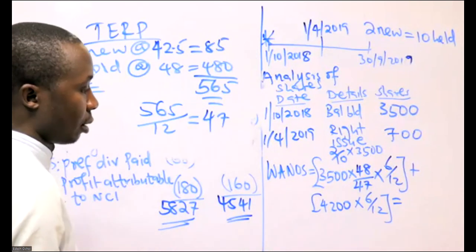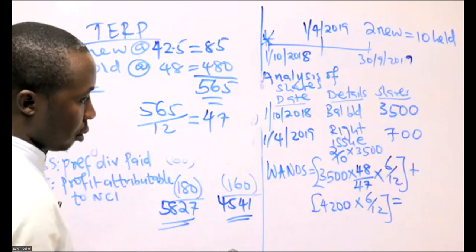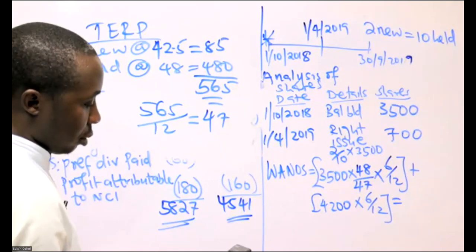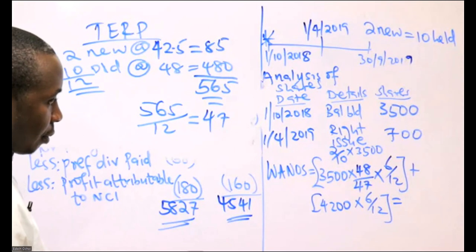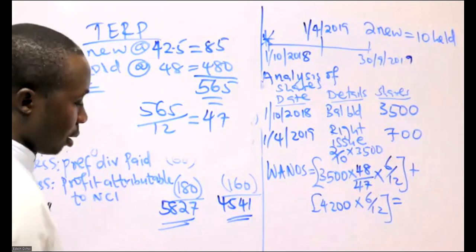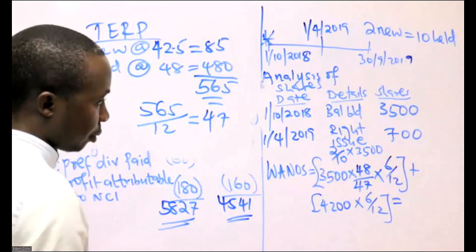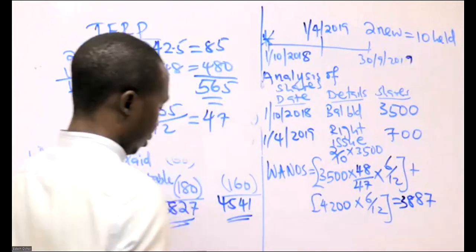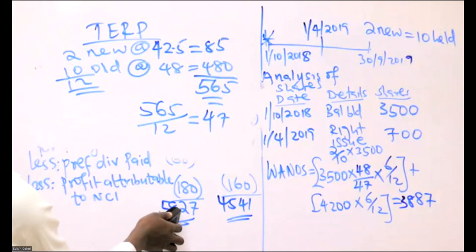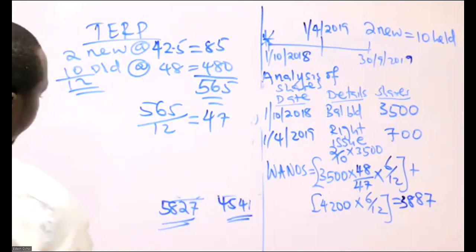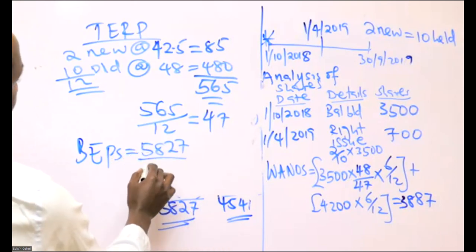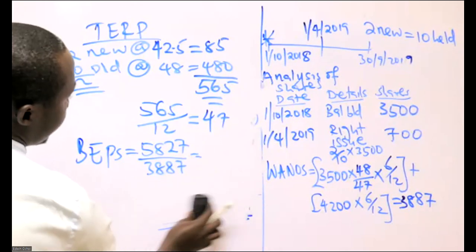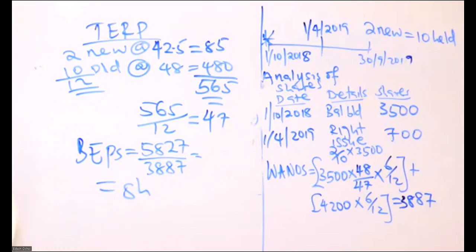So give me the answer for the weighted average number of shares there. $1,787 + $2,100. So the entire answer is 3,887.23, so that is 3,887. So take 58.27, and the basic EPS would be 58.27 divided by 3,887. What is your answer? So it would be shillings what per share? 1.72.